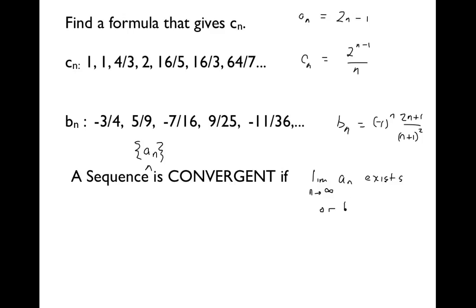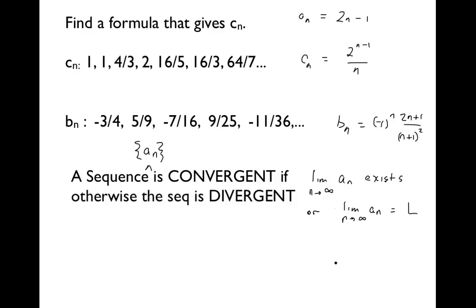Or we say it equals some finite number L. If anything else happens, the sequence is divergent. Okay? If anything else happens, the sequence we call divergent.